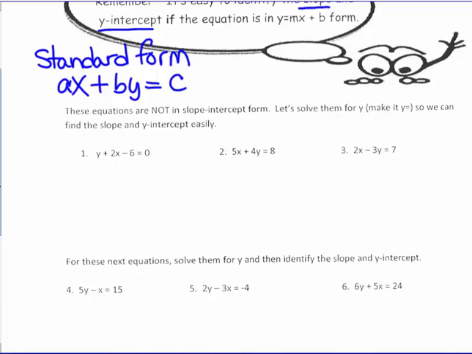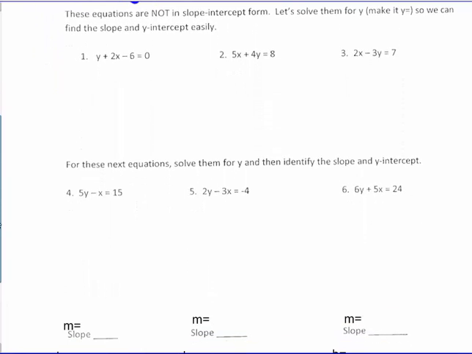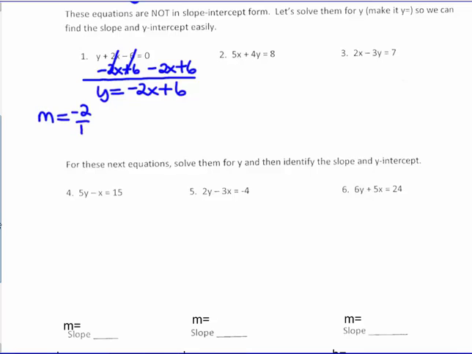These equations are in that form, standard form, but we're going to put them into slope-intercept form. So solving for y equals. Number 1, I've got to get y by itself. Well, the first thing I'm going to do is subtract 2x and add 6 at the same time. I can do them both at once. So I'm going to move everything over to the right side of the equation. Then my y will be there by itself. So I get y equals negative 2x plus 6. Now it's easy to identify my slope. m is equal to negative 2 over 1, or just negative 2, and b equals 6.